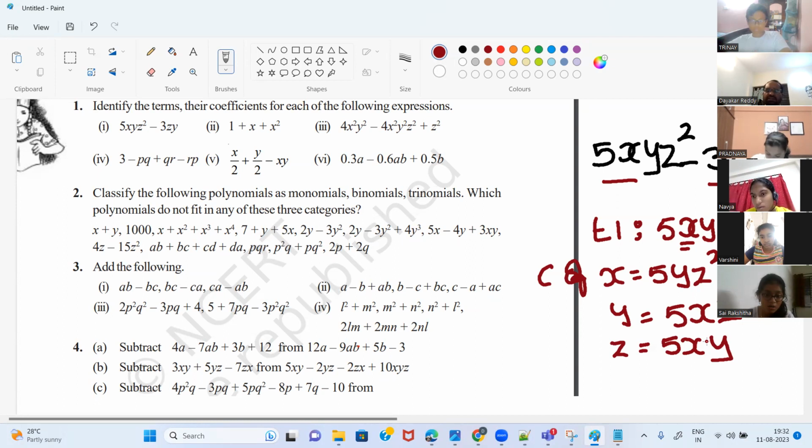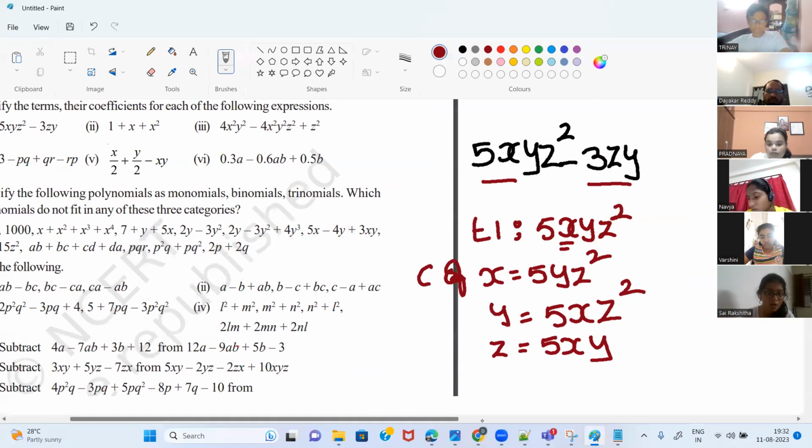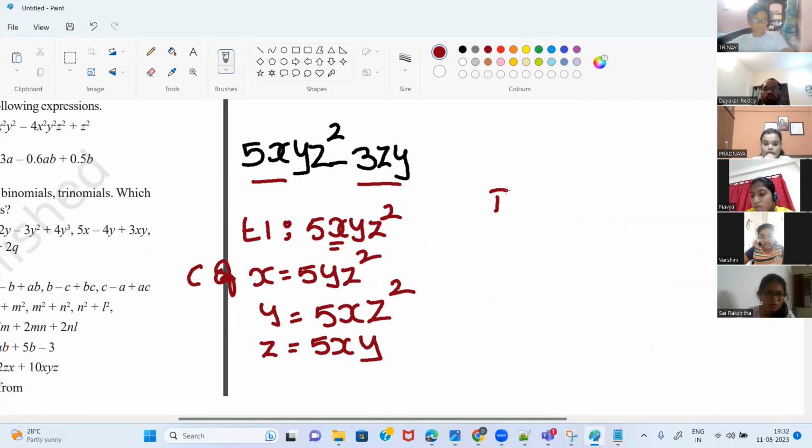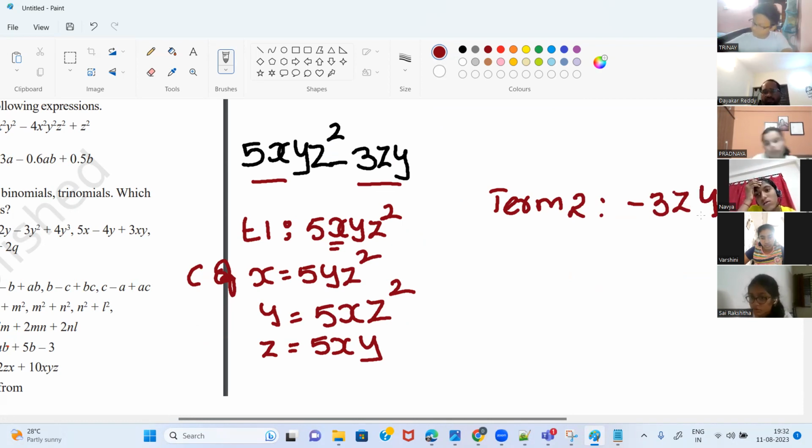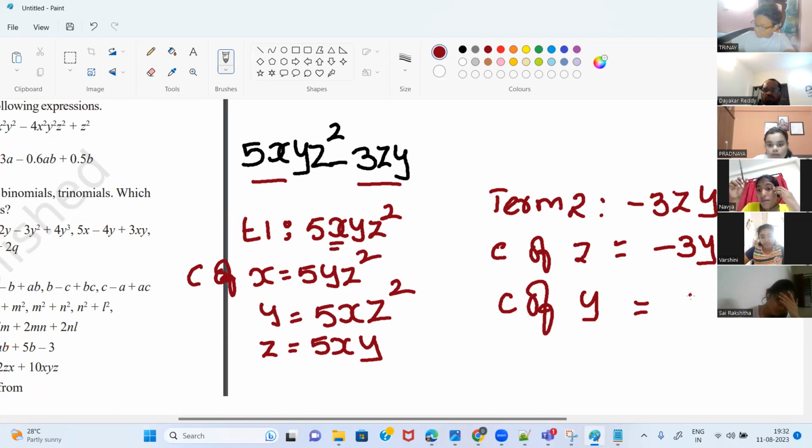Similarly, you need to write the other term. What is term 2 here? Term 2 is minus 3zy. What is the coefficient of z? The coefficient of z is minus 3y. The coefficient of y is minus 3z. Is it clear, everyone? Yes, sir.